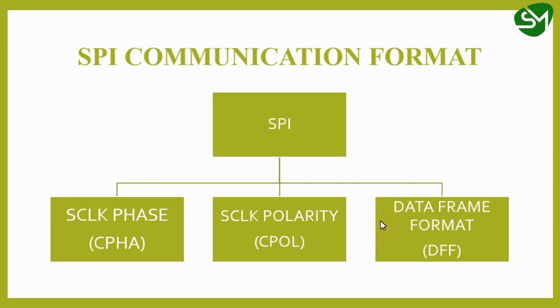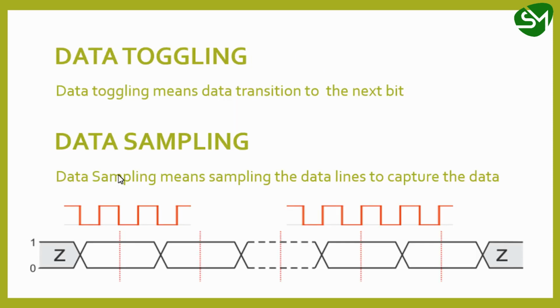Communication format depends on 3 different parameters: clock phase, clock polarity and data frame format. The data frame format is nothing but the data length that is being transmitted, either 8 bit or 16 bit. And there are 2 more parameters called data toggling and data sampling.